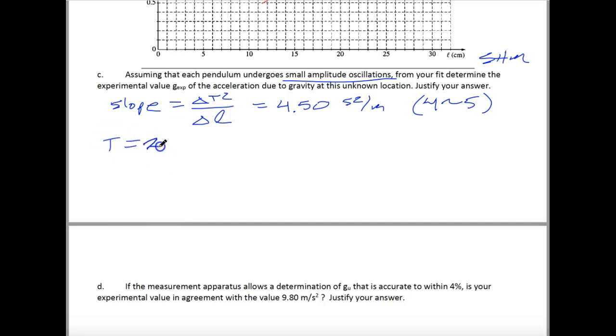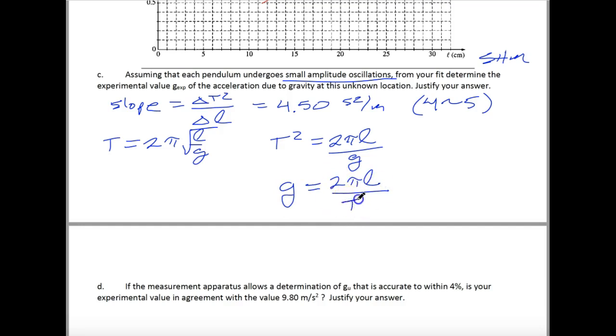Once you have it, you now need to say that period is equal to 2 pi times the square root of L over G. So now that we've done that, we can solve this equation for G. We know that the relationship between T squared and L is T squared is equal to 2 pi times L over G. And so if I want G, I need to say G is equal to 2 pi L all over T squared.